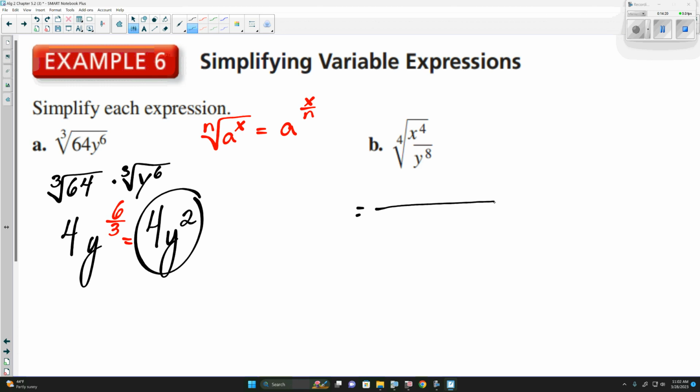Let's look at the next one, the fourth root of x to the 4th over y to the 8th. Now, the first thing we can do is use our division property, our quotient property, and split this back up into the 4th root of x to the 4th over the 4th root of y to the 8th. Now, part of the reason we can split this up in this way is because they're both going to simplify out.